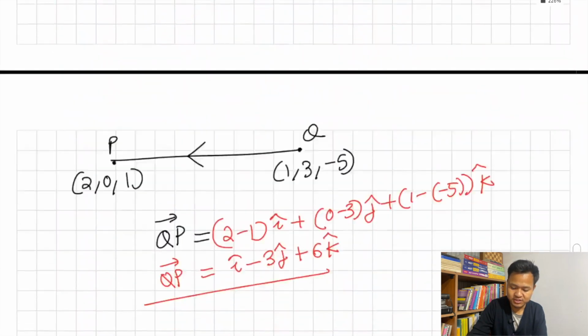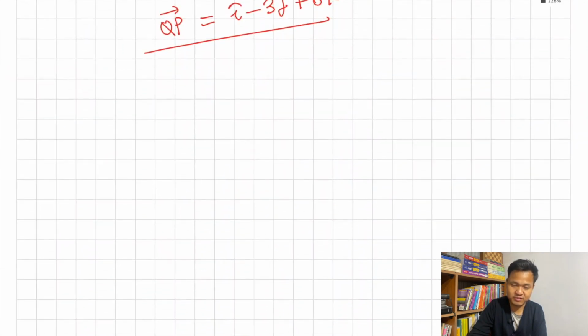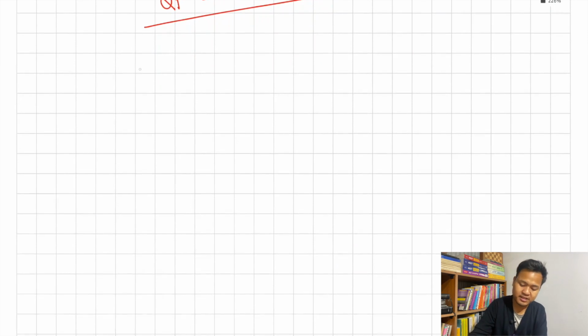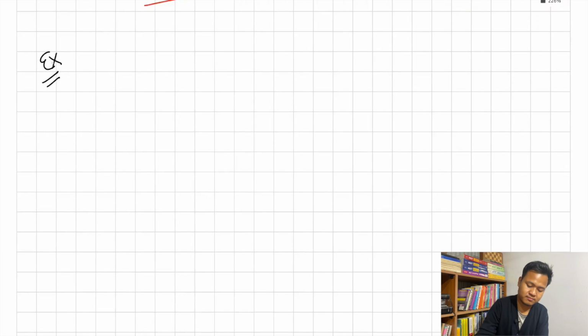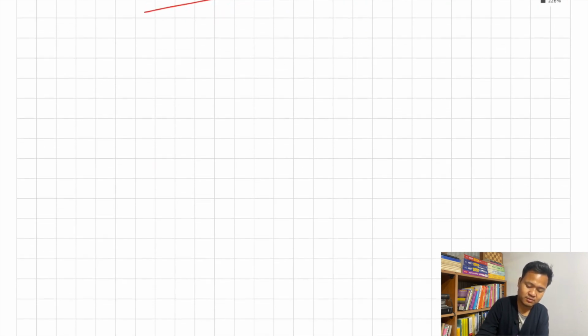Now let's use this in solving dot product and cross product. So one example. Before solving the example, recall from the previous video on dot product and cross product. Let's write some points here: i dot i, j dot j, k dot k. Can you tell me what the value of these will be?